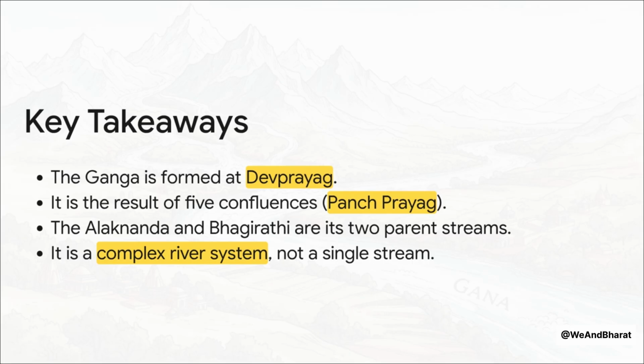So let's do a super quick recap. The Ganga officially begins its life at Dev Prayag. It's the grand result of the Panch Prayag system, where the Alaknanda River gathers up 4 other rivers before it finally meets its equal partner, the Bhagirathi. It just goes to show the Ganga isn't one single stream. It's a vast, beautiful, interconnected system.